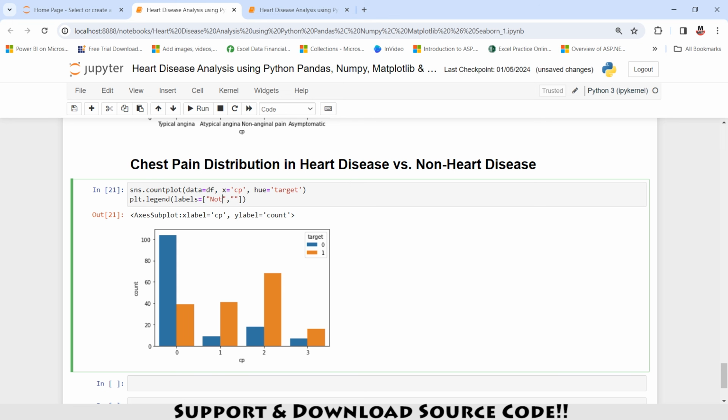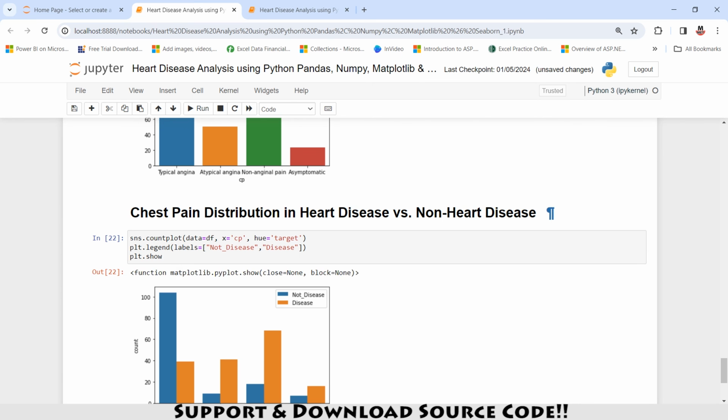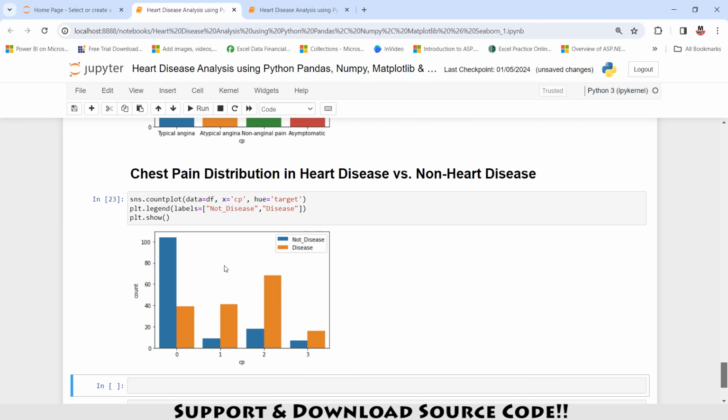So 0 means not, and 1 means disease. Shift enter. So this is my count plot that is showing me the distribution of chest pain. Here you can see 0 means typical angina, having this portion of persons with no disease and this portion with disease. If you look at this section, non-anginal pain causes more persons with heart disease, even in atypical angina. So atypical angina and non-anginal pain are the major causes of heart disease as per this data.